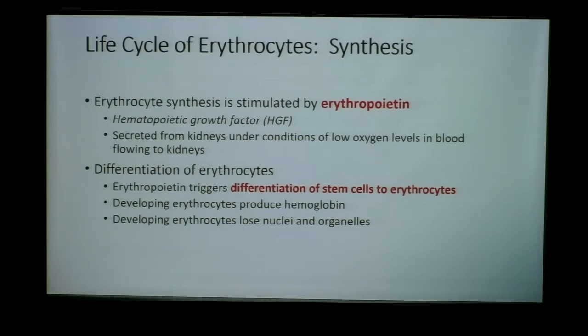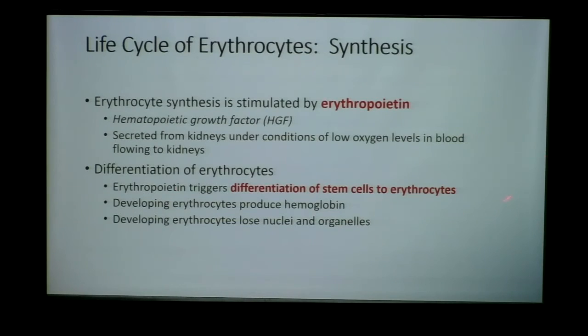Does anyone remember the name of those undifferentiated cells? The stem cells, yeah. So the stem cells that are in the bone marrow will now be under the influence of this erythropoietin, and they will differentiate down the line of becoming a red blood cell, and that's how we make new red blood cells.